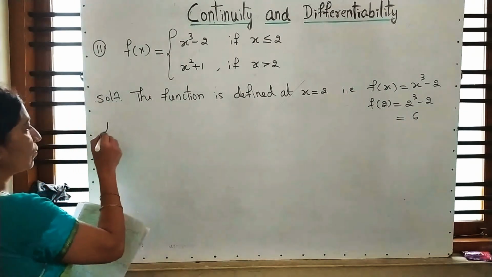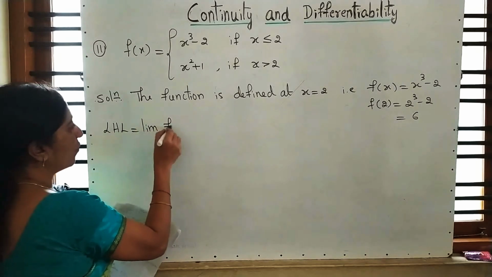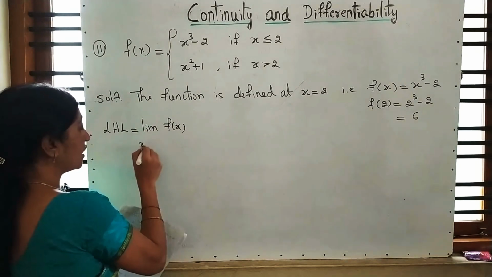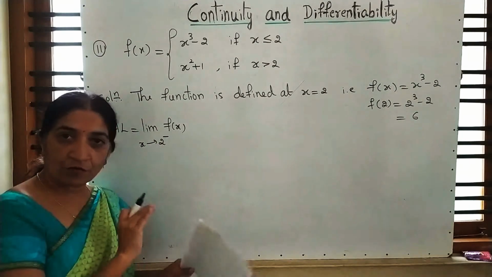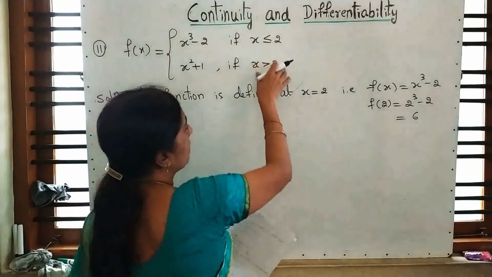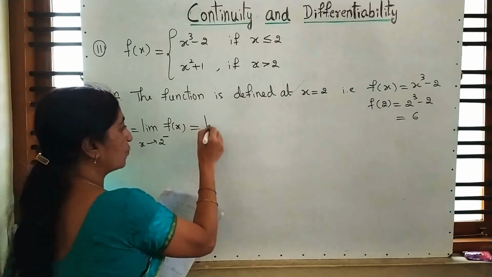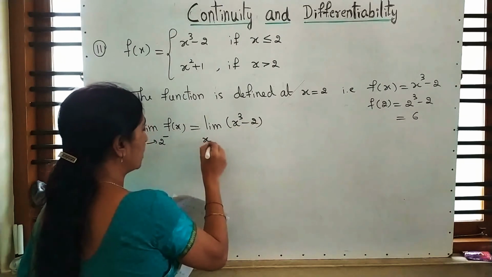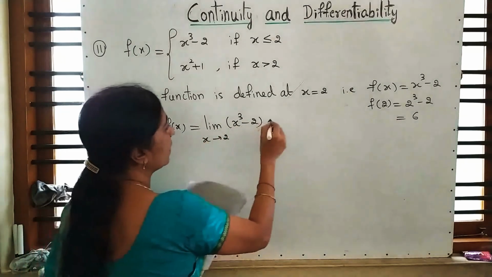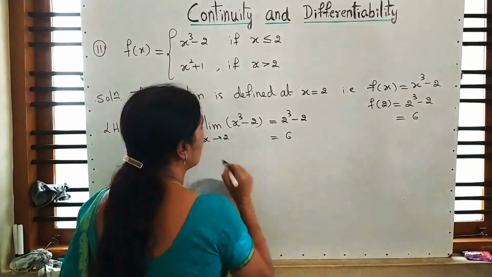Then we are moving to the left hand limit. See, limit f of x as x tends to 2 minus, that minus tells you are selecting from the left side. In these two expressions, the first one contains less than. So we have to select that. Limit x cube minus 2 as x tends to 2. Now wherever x is there, we are writing 2. Your answer is 6.